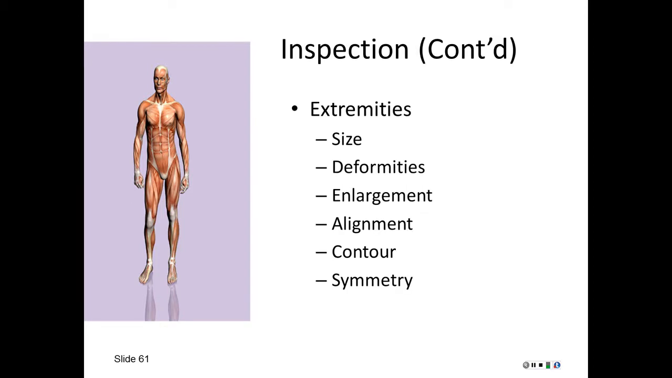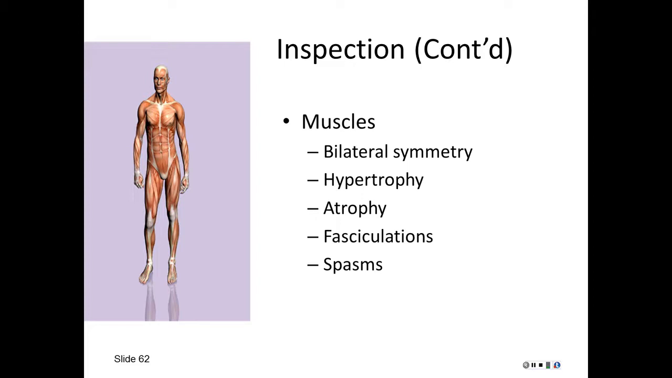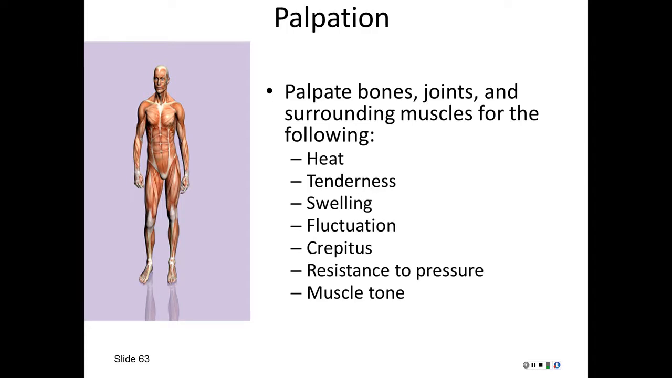And then you're going to inspect the extremities for size, deformities, enlargements, alignment, contour, and symmetry. Look at the muscles for bilateral symmetry, hypertrophy, atrophy, any fasciculations and spasms. You're going to palpate the bones and the joints, and we named these previously. I'm trying to present this in a very systematic fashion, so I repeated this slide.